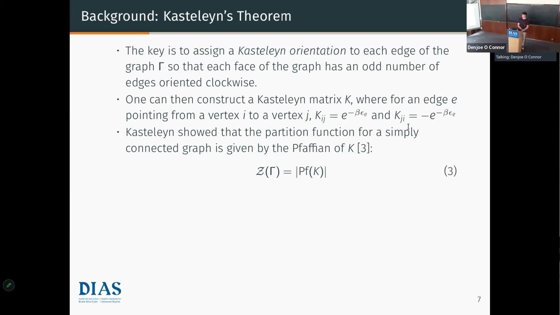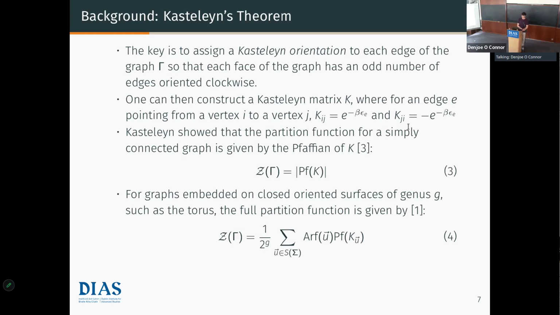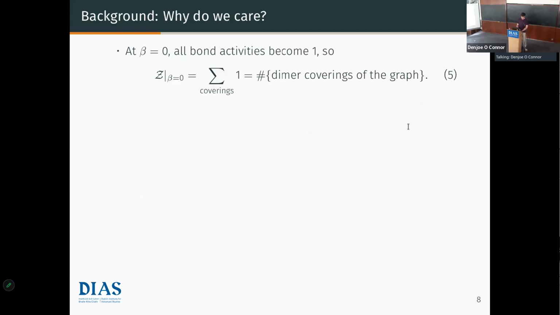So the Pfaffian is essentially the square root of the determinant of the matrix. And this is for a planar graph, or a simply connected graph. And then for graphs embedded on higher genus surfaces, like say a torus, the full partition function is given by summing over all the different configurations of boundary conditions on that. So it corresponds to having a twist in your torus or whatever genus surface you have. So you're summing over the Pfaffians of those different Kasteleyn orientations with a weighting of what's called an Arf invariant, which can be either +1 or -1.